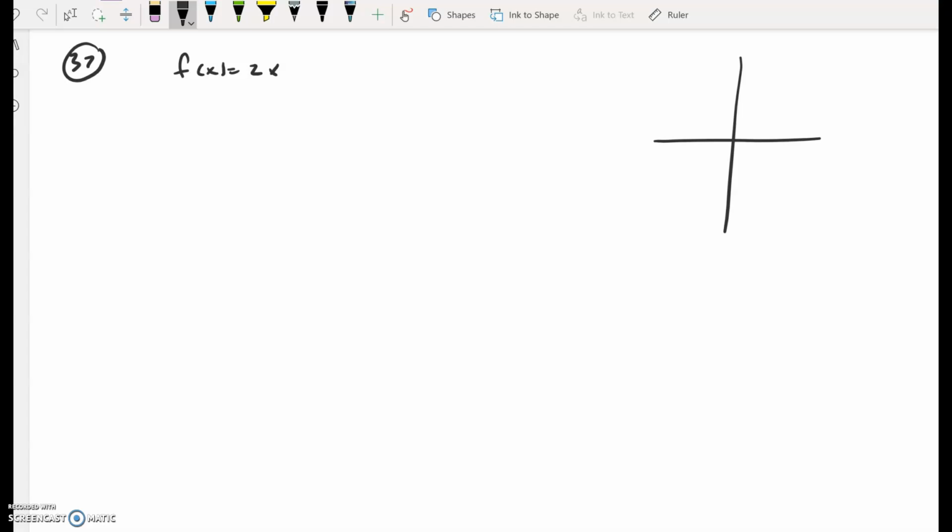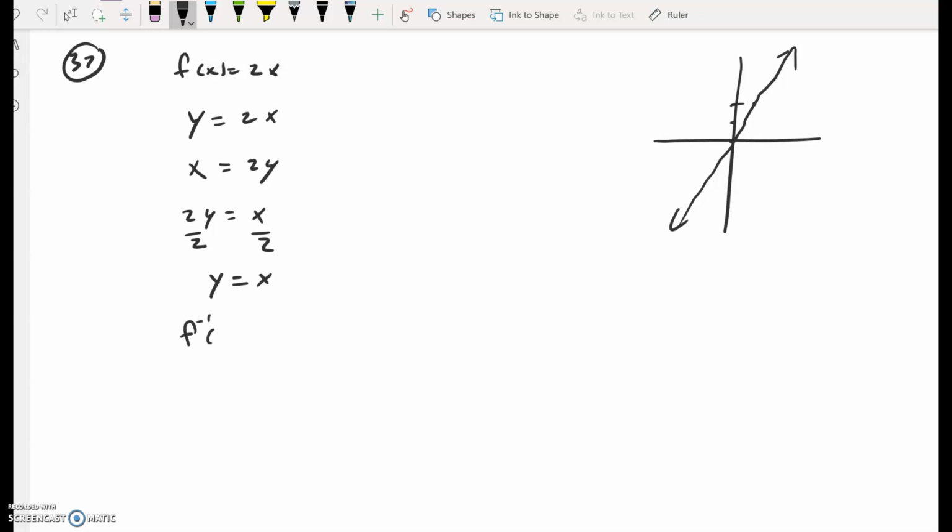This is a line. The y-intercept is 0. The slope is 2, so it's a little bit steep, but it's certainly not horizontal or vertical, so it's one-to-one. This is going to have an inverse. We're going to do our steps, which are replace f of x with y, interchange x and y, divide both sides by 2 to get y by itself, and then use the inverse notation in place of y.